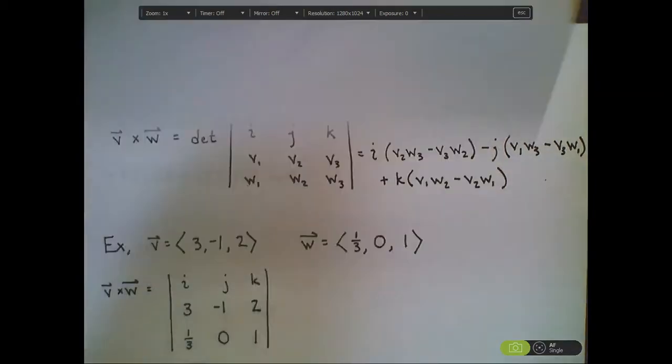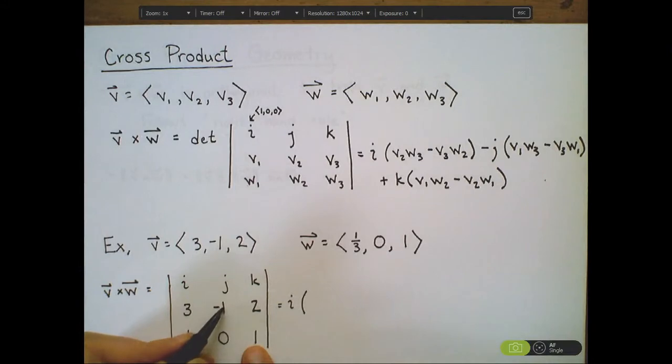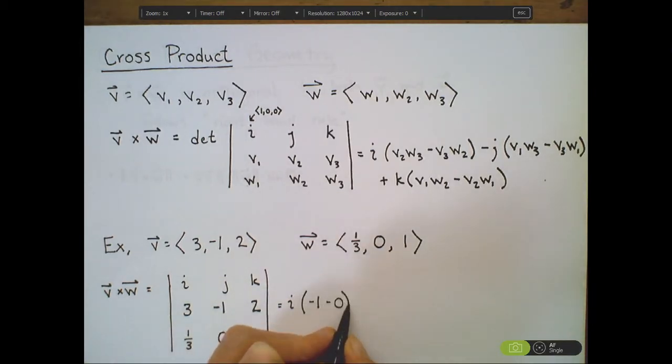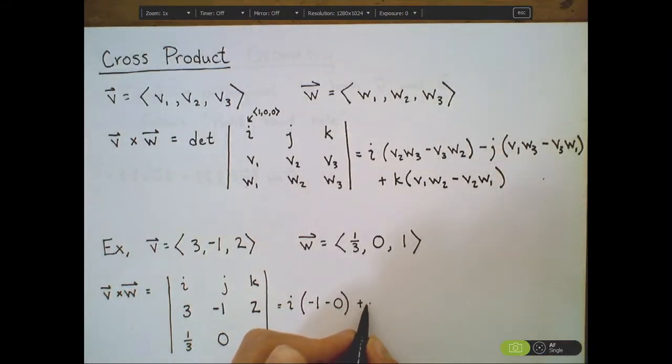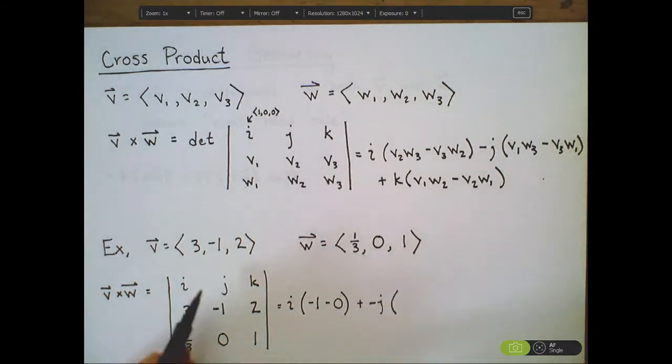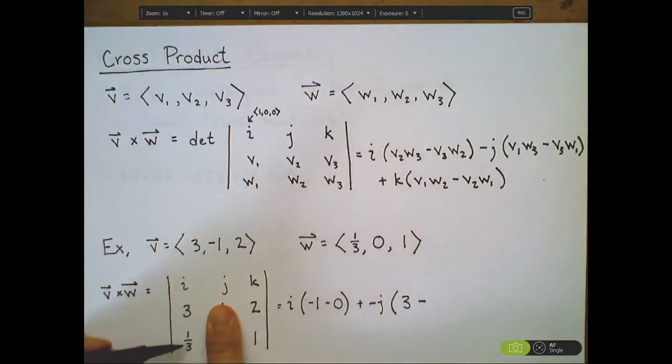So let's look at each component here. So the determinant of this is going to be i times the determinant of this matrix, which is negative 1 times 1, minus 2 times 0, which is 0, plus negative j. So maybe I could usually just write minus j, but I'll just write plus negative j, and that's the determinant of this matrix where I blot out the j column. It's going to be 3 times 1, which is 3, minus 2 times 1/3, which is 2/3.